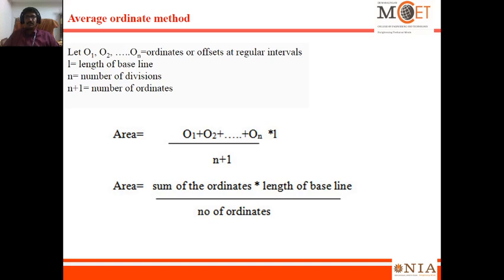Average ordinate method. Here the same notations are used. O1, O2, On are ordinates, offsets at regular intervals. L is the baseline length. N is the number of divisions, and n plus 1 is equal to the number of ordinates. Here the area is calculated by O1 plus O2 plus up to On divided by n plus 1 ordinates, into the baseline length L, right? The sum of ordinates into length of the baseline divided by number of ordinates. Try to remember it this way for the average ordinate method.